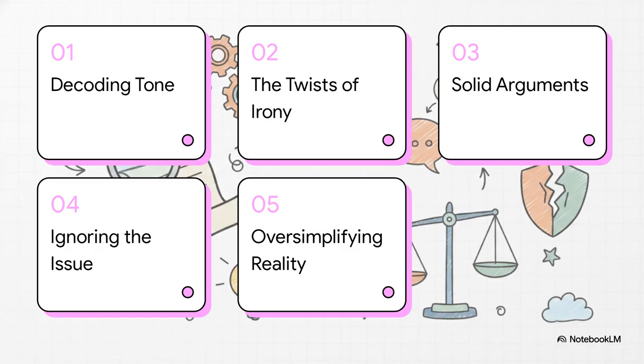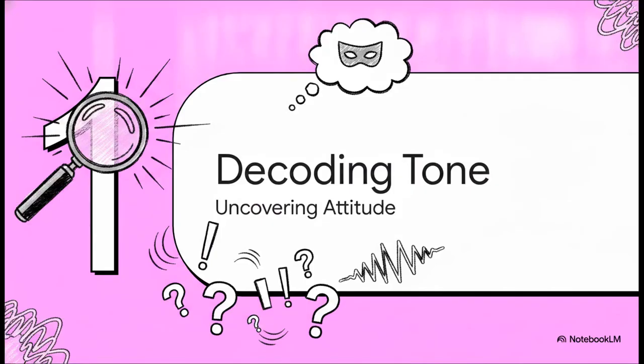Okay, let's dive into this roadmap. First up, decoding tone. Then, the twists of irony. After that, building a solid argument. And finally, two types of fallacies, ignoring the issue and oversimplifying reality. All right, number 1, decoding tone, uncovering attitude.